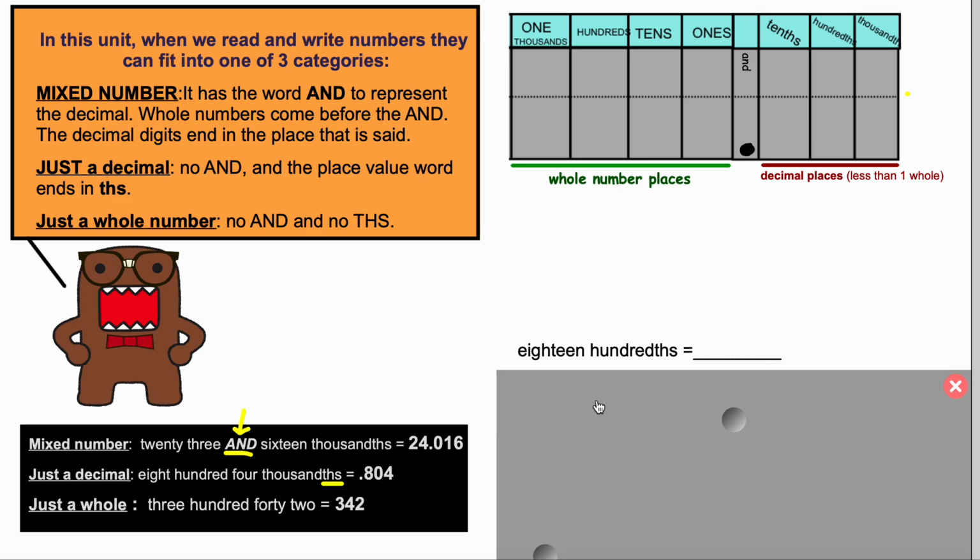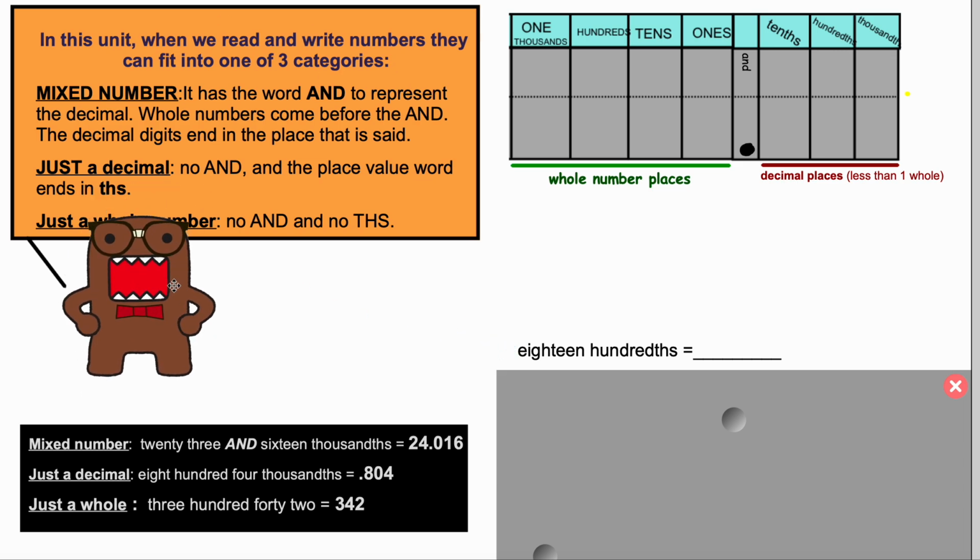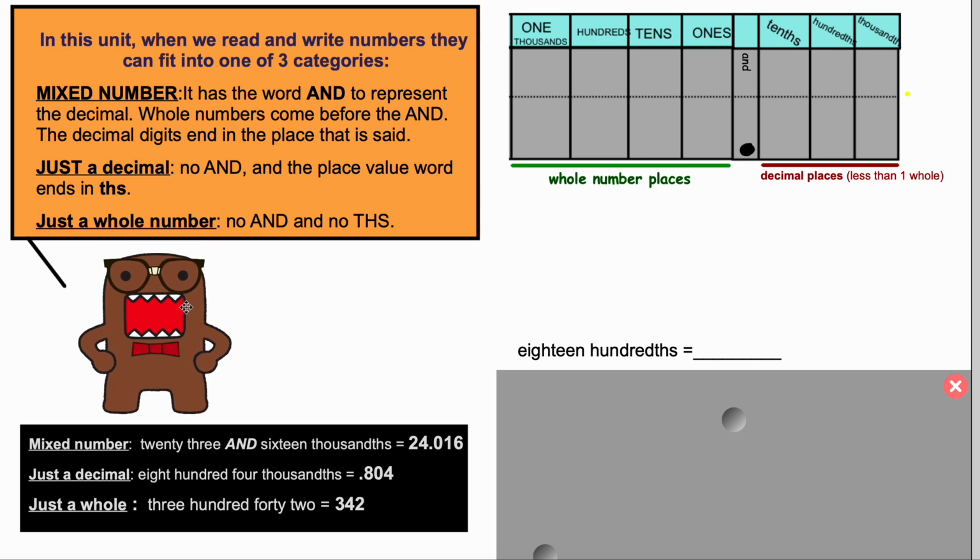All right. Get out a handy dandy pencil and a notebook or piece of paper. And let's read this. 18 hundredths. Do we think this is going to be a mixed number, just a decimal, or just a whole? I don't see the word "and." Awesome, Domo, you're so smart.